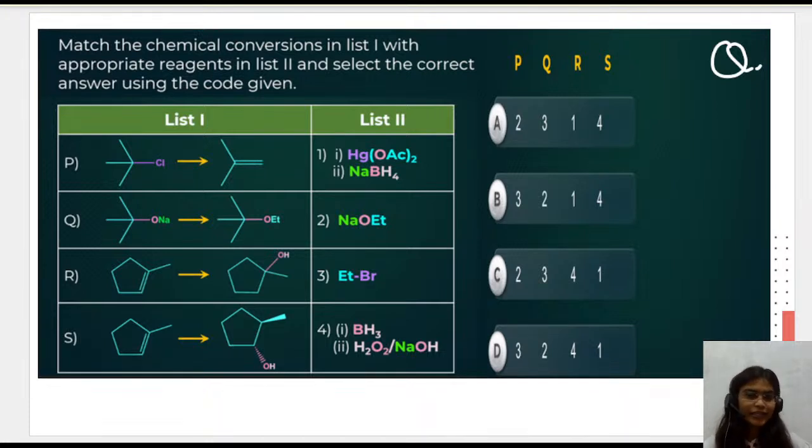If you know, you can tell me the name of the reaction as well. One is given HgOAc and NaBH4, and then two is given NaOEt and EtBr, then the fourth is BH3 and H2O2/OH. We already discussed all the reactions, right? So yes, please answer the question. One minute more, not more than that.